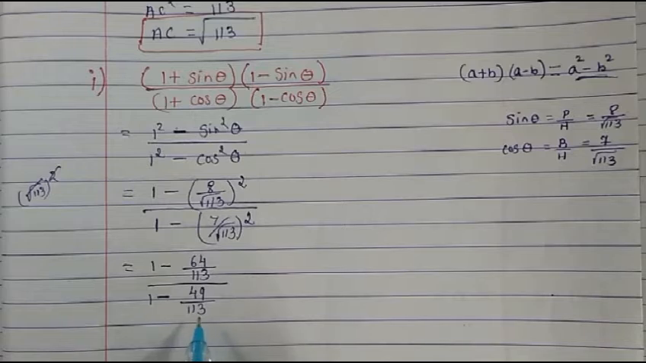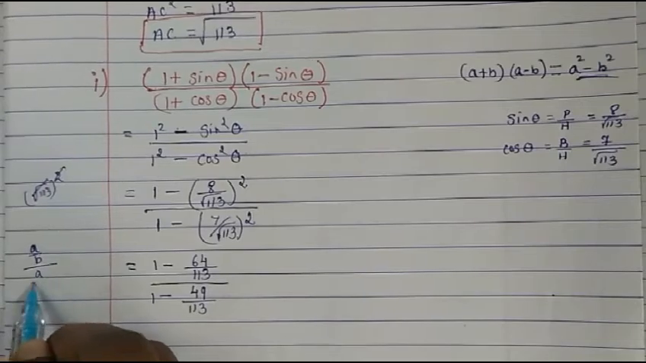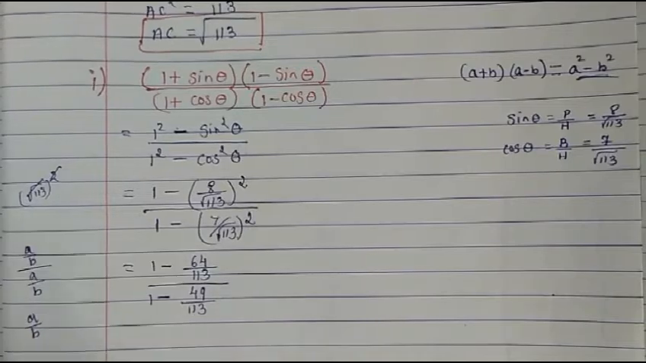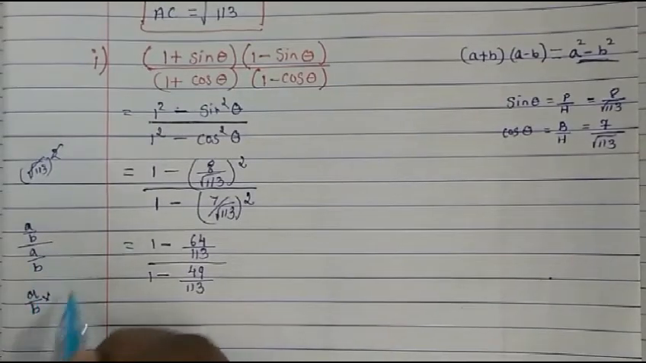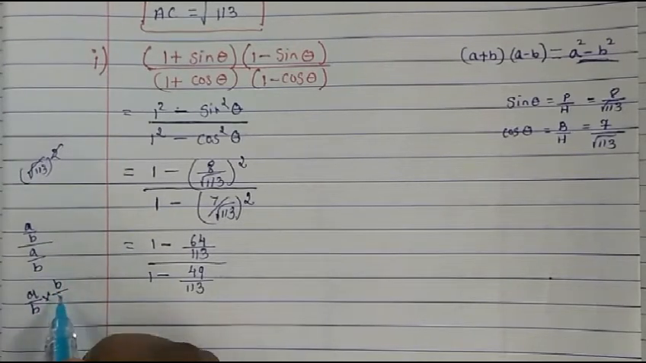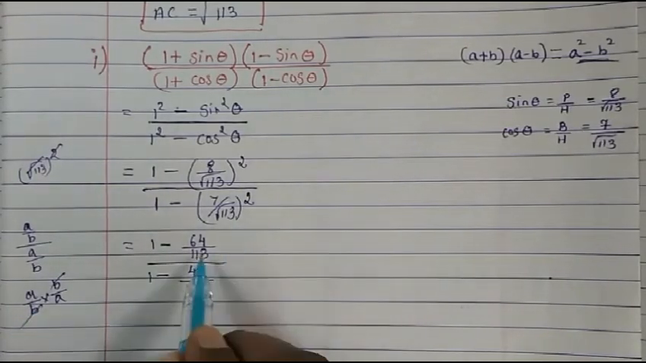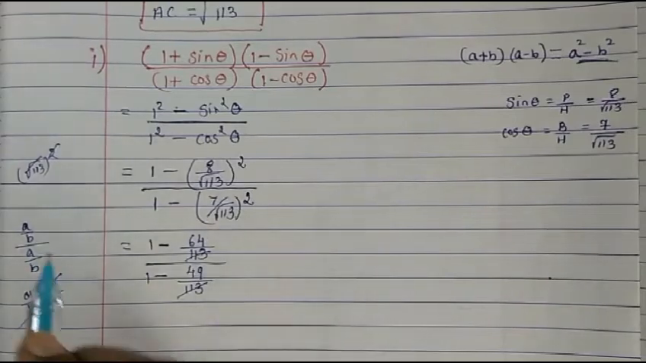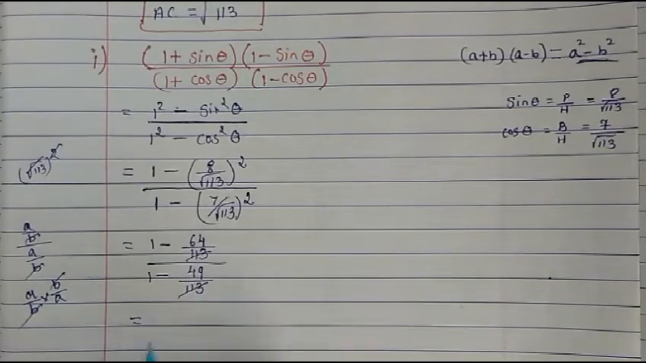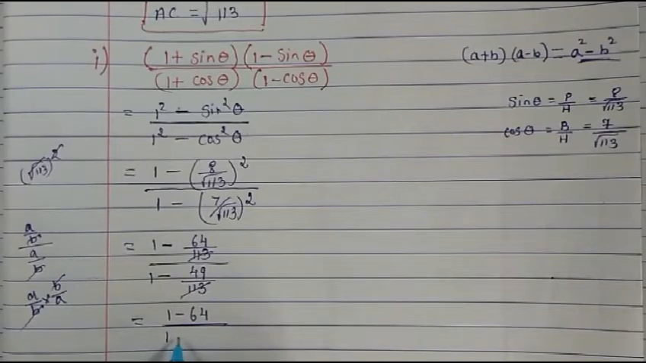So can we cancel that? See, it will be like this: a upon b, a upon b. Now if you bring this to this side, what will happen? A upon b is in division. When it comes to this side, it becomes multiplication, and what is in the denominator becomes the numerator. So then we can cancel. This way also we can do, or directly we can cancel it like this. Okay, so then what are we left with now? 1 minus 64.